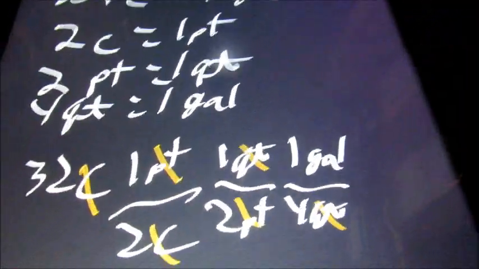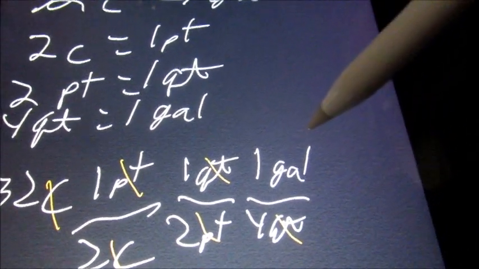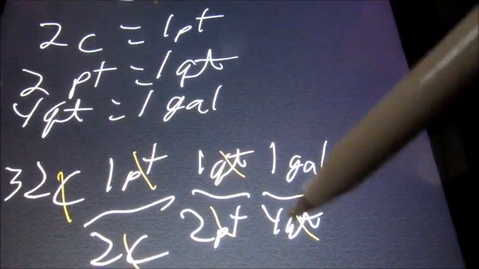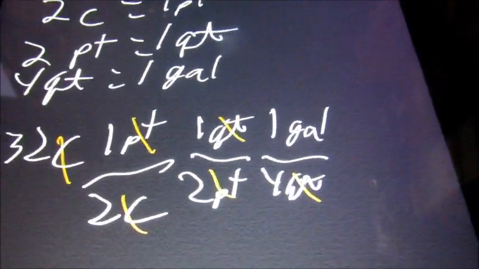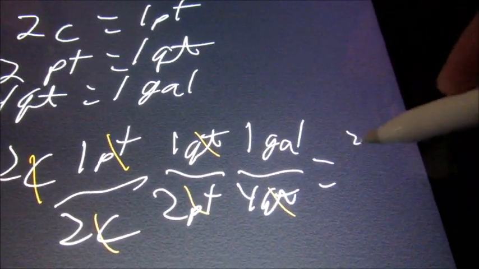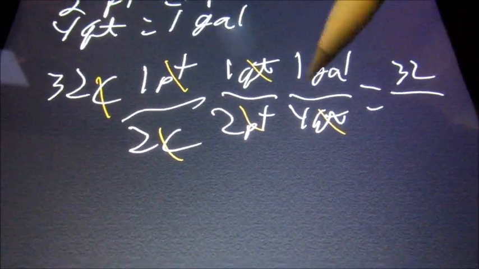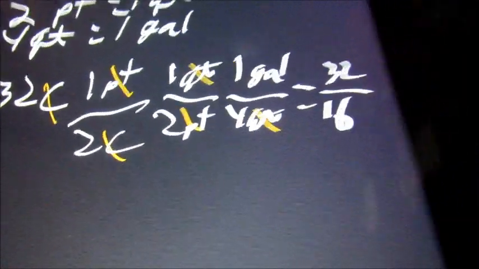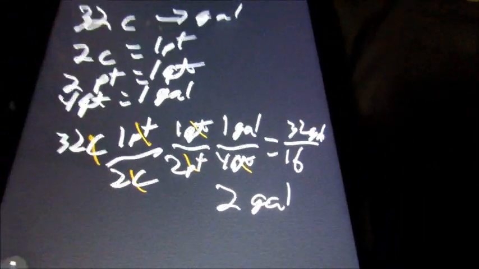And now, before I do any of my math, I'm going to look through and see what units I have left. On top, I canceled everything but gallons, and on bottom, I canceled everything, and I want my answer to be in gallons. So now I know I have it set up right. So now what I can do is multiply all my top numbers to each other. So 32 times 1 times 1 times 1 is 32 over, and multiply all my denominators, 2 times 2 times 4, which is 16, and 32 divided by 16 equals 2 gallons. And that will be the answer.